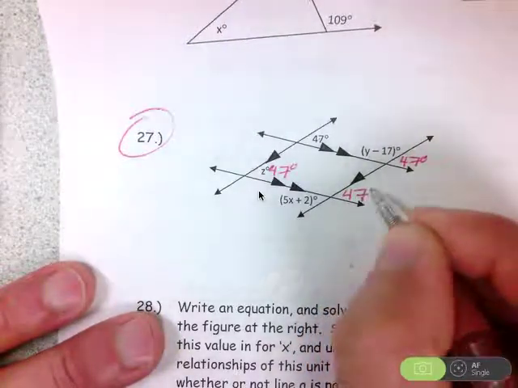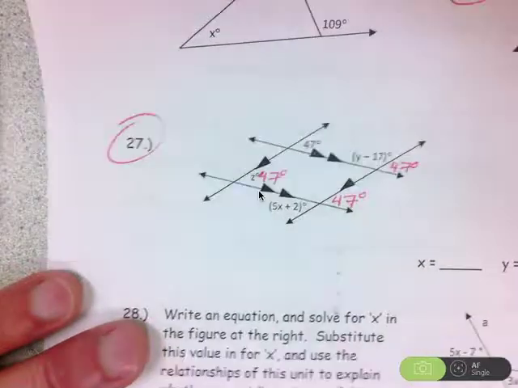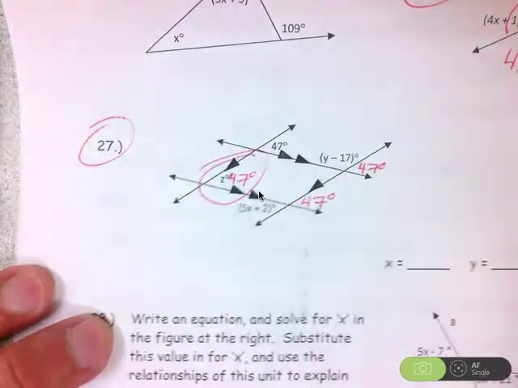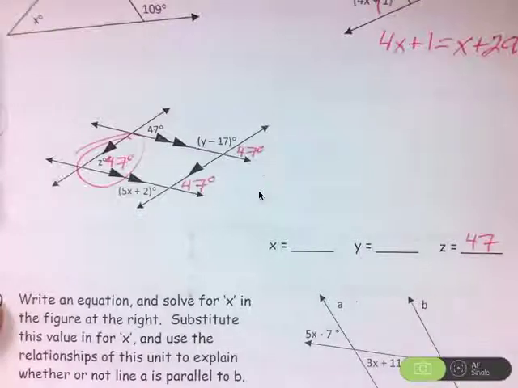I know this angle, that corresponding angle, is also a 47-degree angle. And so now I can see my relationships. I can already see that z is 47, so I'm done with that. And then I can write some really simple equations to find x and y.